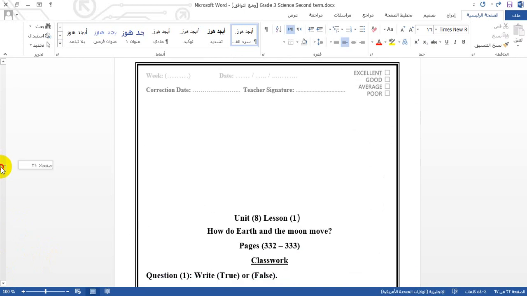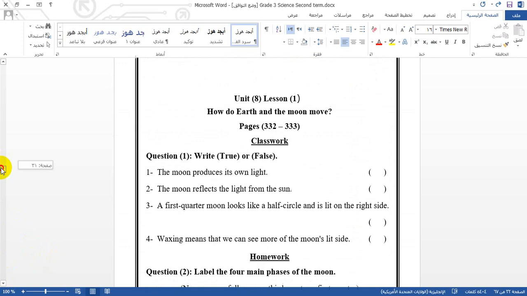Now we finished page 30. We will go to the next page, which is page 31. Open your booklet, page 31. Complete solving with me on page 31.